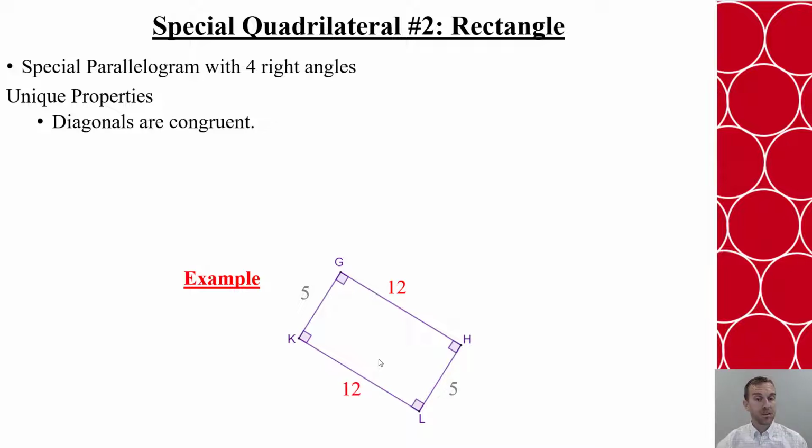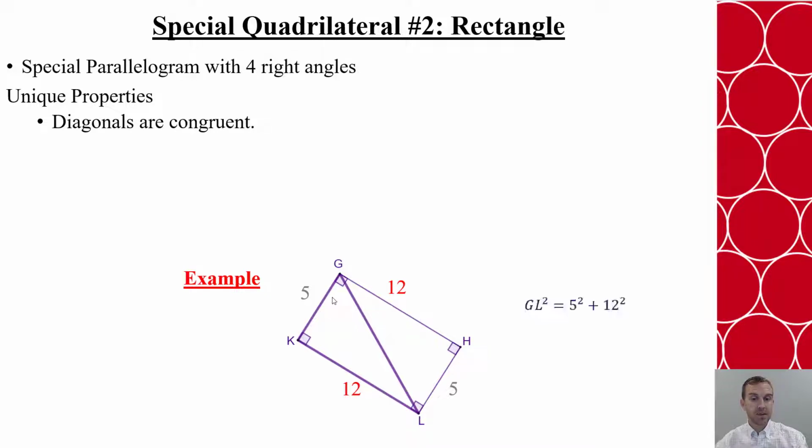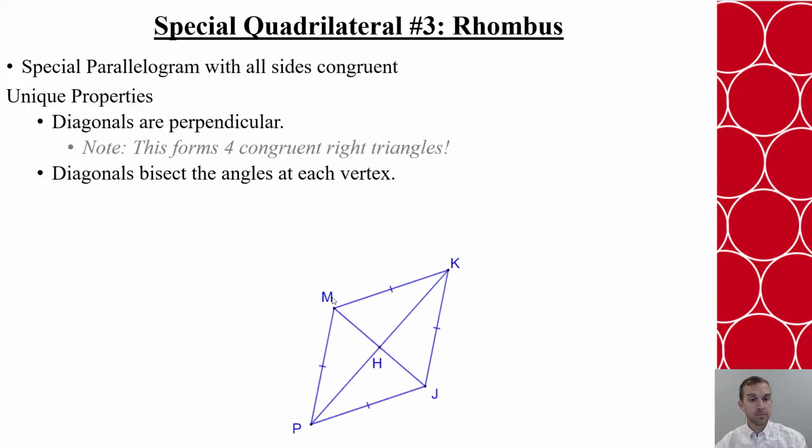But what happens here is, what if I want to know what GL is? What I recognize now is I have a unique relationship. This is a right triangle. And since it's a right triangle, I can use the Pythagorean theorem to help me find my diagonal. So I know that GL squared will equal 5 squared plus 12 squared. And I go through my simplification, and I see that GL would have to be 13 units.